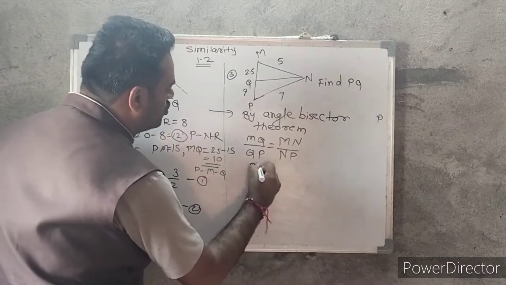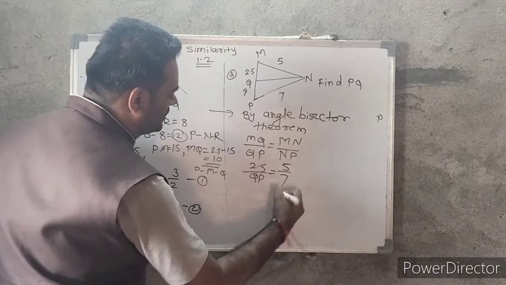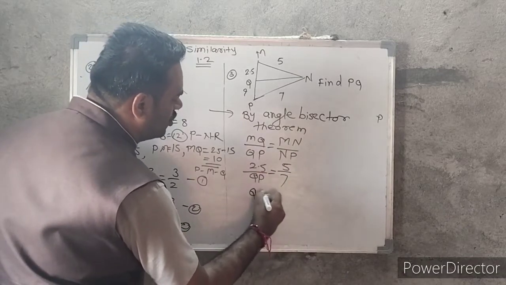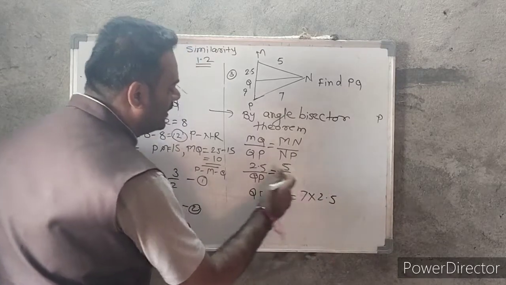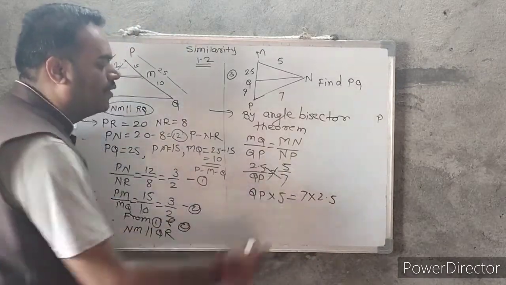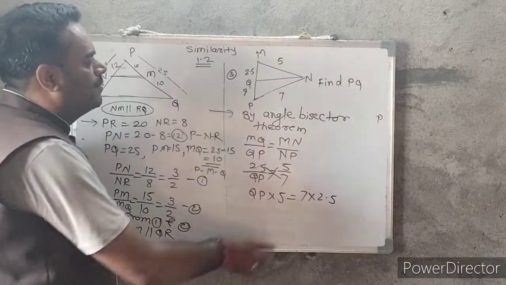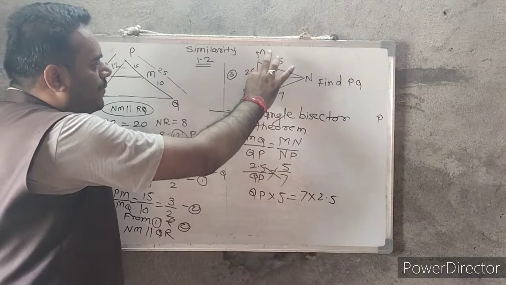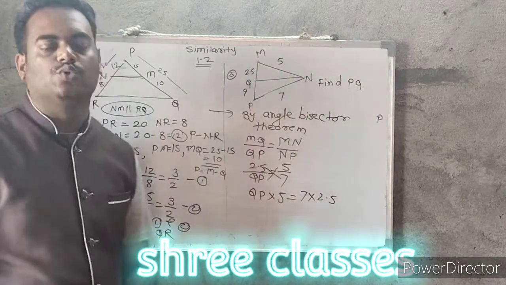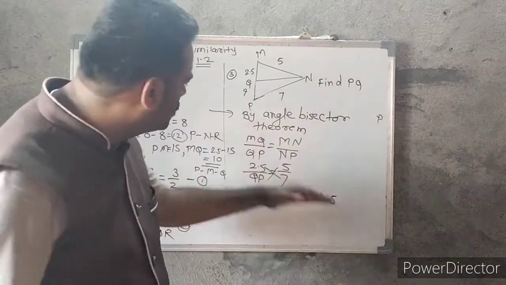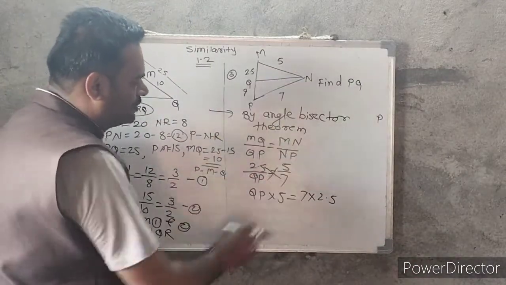So put the values: 2.5 upon QP is equal to MN, which is 5, upon 7. So cross multiplication: QP into 5 is equal to 7 into 2.5. This is cross multiplication, from here to here and from here to here we multiplied. Firstly, we applied the angle bisector theorem, which means MQ upon QP is equal to MN upon NP. You know that angle bisector theorem, and just put the values: 2.5 upon QP is equal to 5 upon 7.